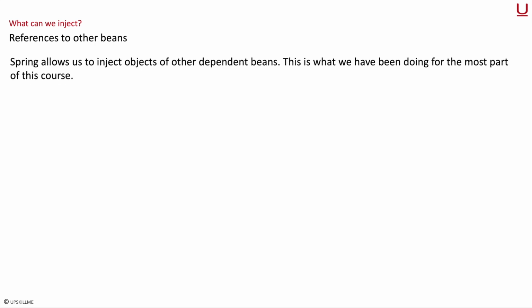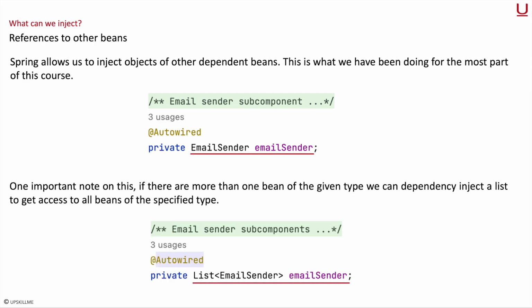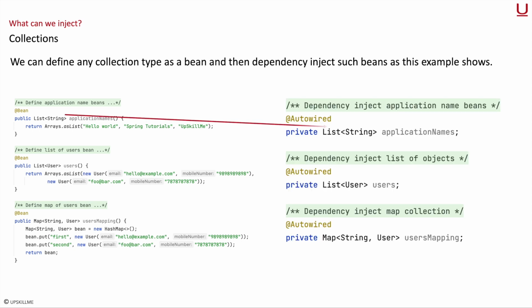Next one is references to other beans. Spring allows us to inject objects of other dependent beans. This is what we have been doing for the most part of this course. One important note on this is, if there is more than one bean of the given type, we can dependency inject a list to get access to all beans of the specified type, as shown in this example. Last one is collections. We can define any collection type as a bean and then dependency inject such beans, as this example shows.